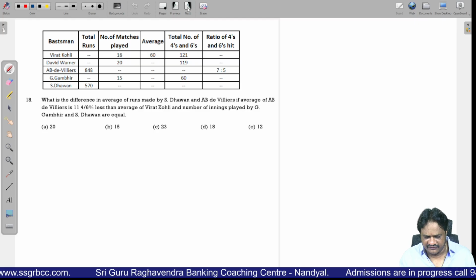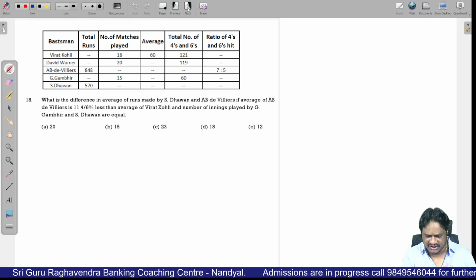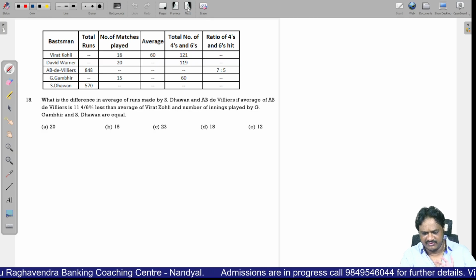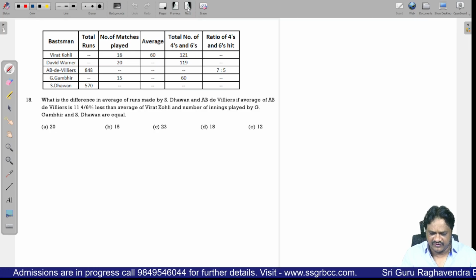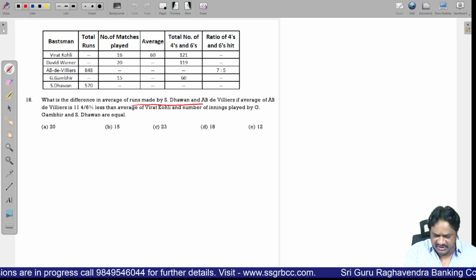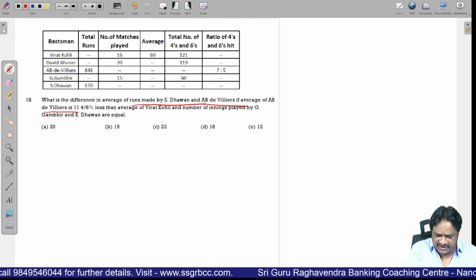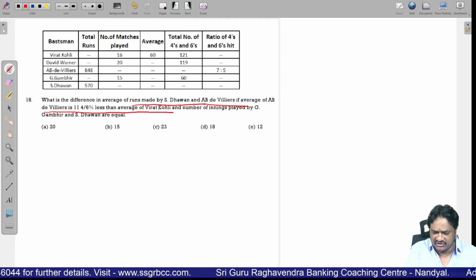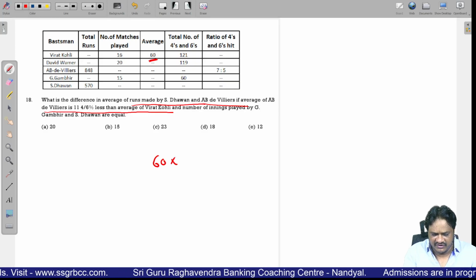What is the difference in the average of the runs made by Shikhar Dhawan and AB de Villiers, if AB de Villiers average is 11 4 by 6 less than the average of Virat Kohli, and the number of innings played by Gautam Gambhir and Shikhar Dhawan are equal? You have to find the difference in average runs made by Shikhar Dhawan and AB de Villiers. Now AB de Villiers average is 11 4 by 6 less than Virat Kohli average. What is Virat Kohli average from the table? 60. 11 4 by 6.